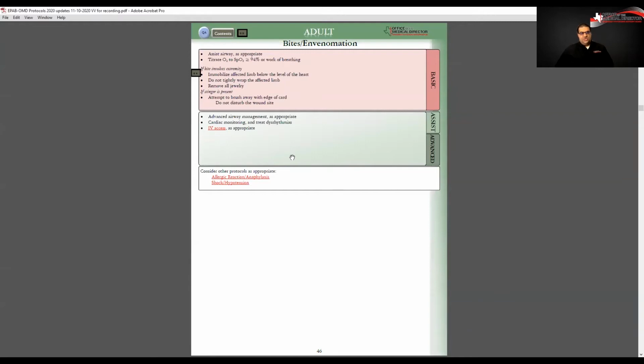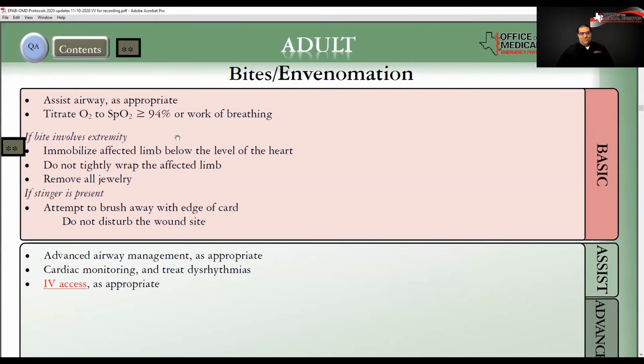All right, moving into the environmental section for adult bites and envenomation. Just one small note, based on some evidence that came out that we didn't have mention of. Obviously, if you have a bite involving the extremity, we're already immobilizing the limb below the level of the heart. We're already removing all jewelry, but just don't wrap it. You can loosely cover it, but you don't need to wrap it in ACE bandages or pack it with ice or anything like that. Try not to add any tightness.